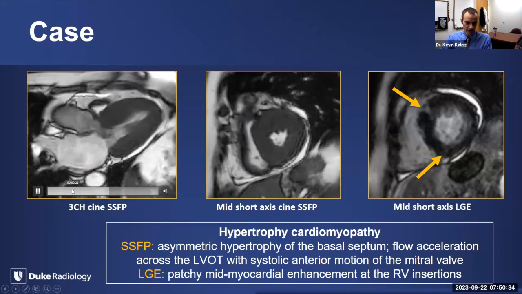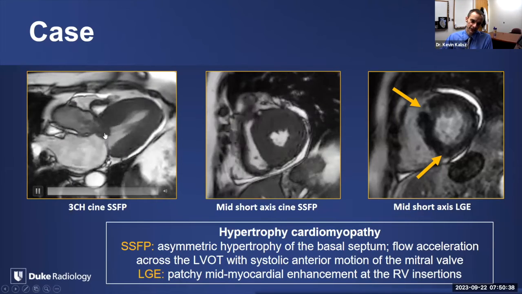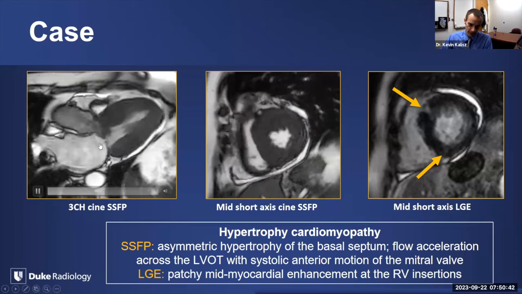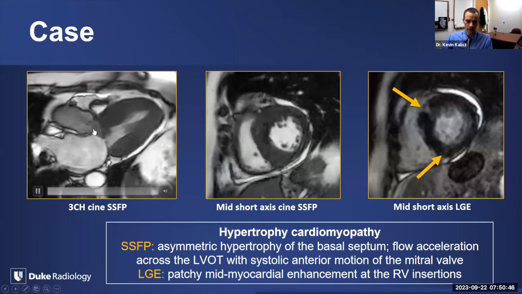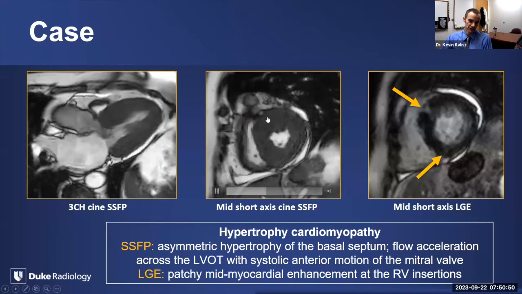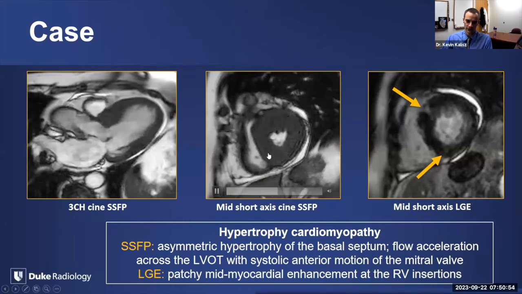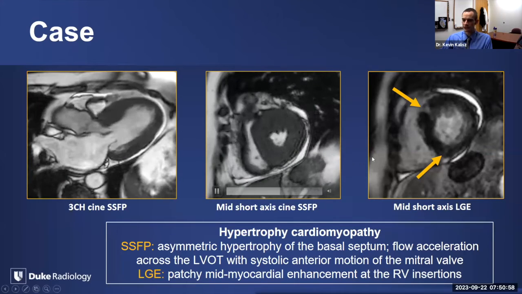Unfortunately, I can't pause it to give you a slow motion view of it, but during systole, what SAM is, is the anterior leaflet of the mitral valve gets paradoxically sucked in, leading to this LVOT gradient here. Just another view from a morphologic standpoint in the short axis, you can better see, I think, the asymmetric hypertrophy here, the anterior septum and inferior septal segments, compared to a very normal looking lateral segment.